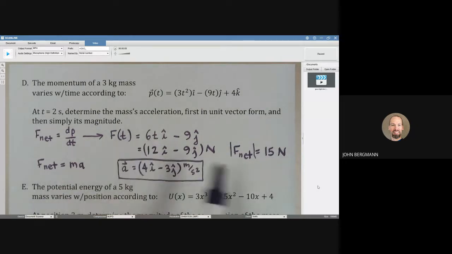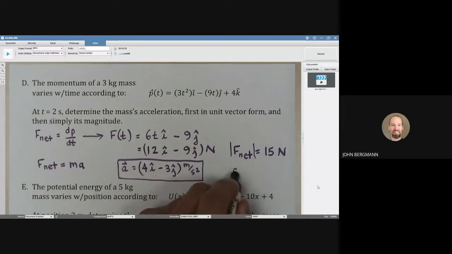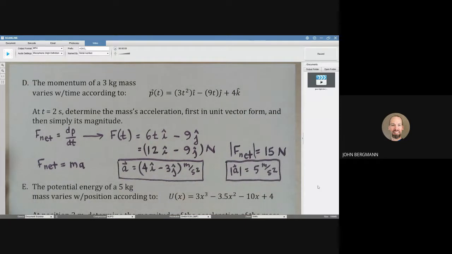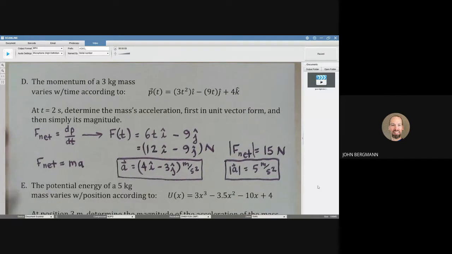And then it also says find simply the magnitude of the acceleration. Well, the magnitude of the acceleration is going to be a net force of 15 divided by 3 kilograms, so that's 5. So the only difference between these two boxed-in answers is that the one on the left gives you the components, in this case, positive x direction and negative y direction, and the one on the right is the overall acceleration, 5 meters per second squared.